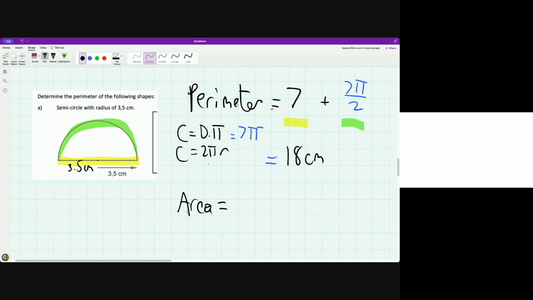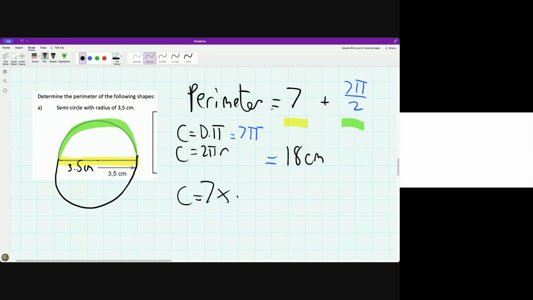So diameter times pi would be the full circumference, right? So that would be the full circumference, diameter times pi, or 7 times pi. But now I divide it by 2 because I only want the green bit. So I'm feeling pretty confident. Who got 18 centimeters? Who understands? Can you work out as normal and then divide by 2? Yes. Okay. Let's do the circumference first.